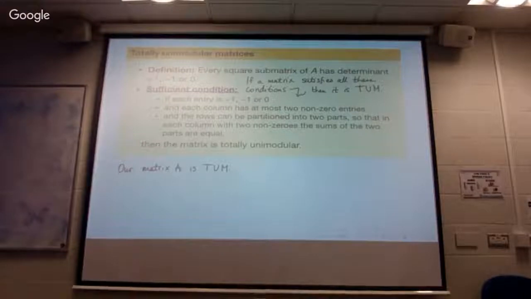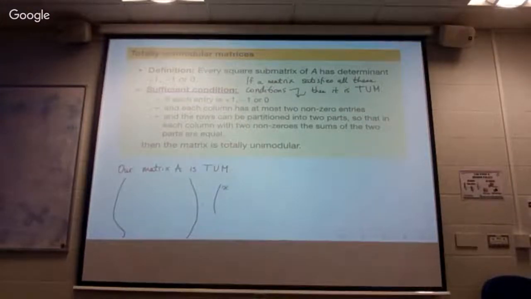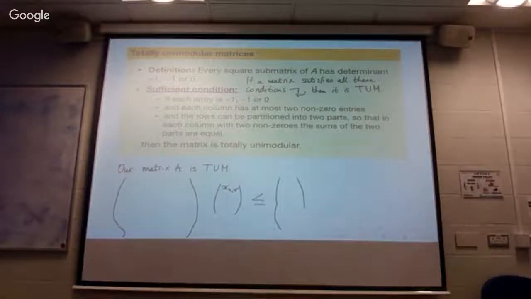But what we're actually looking at is a bit more than that, so I'll write it in a different way. Here we have all the x's, the x_uv's, which should be less than or equal to the right-hand sides, which were all ones.